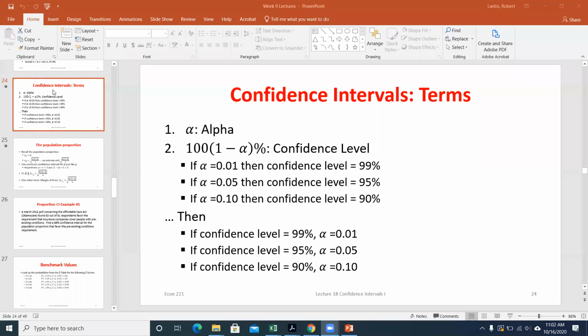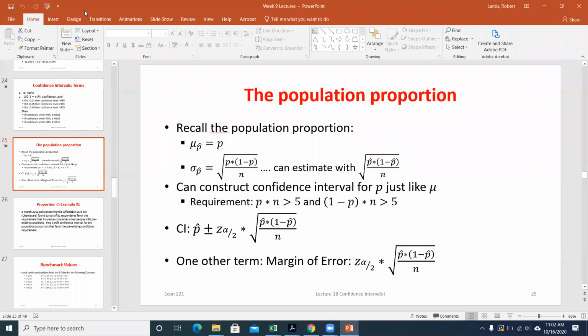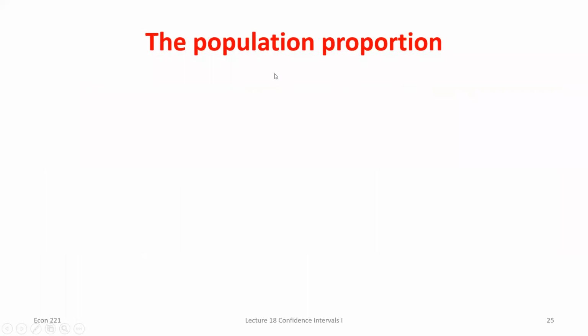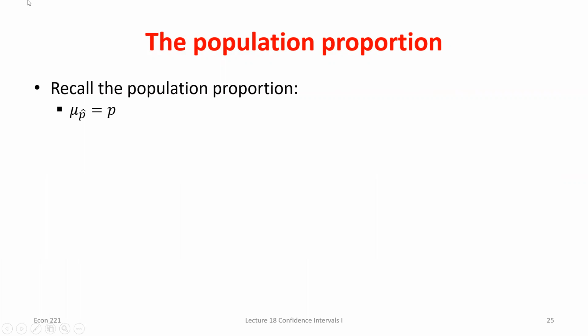What we can do instead is we can also build a confidence interval for the population proportion. So if we remember a few things, our sample proportion was centered around whatever that true population proportion was. Or the mean of those sample proportions is our population proportion.